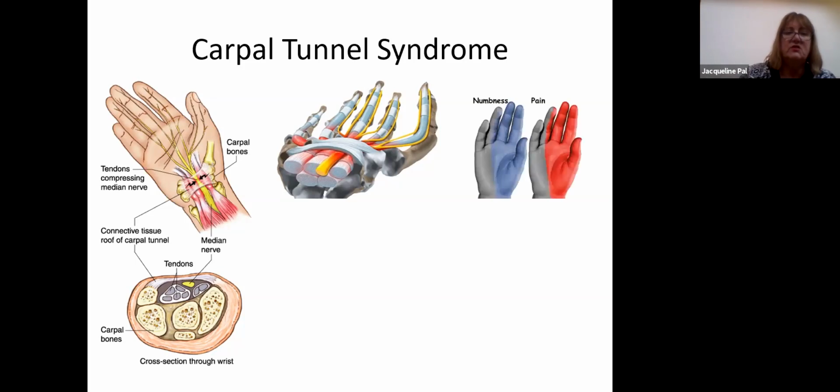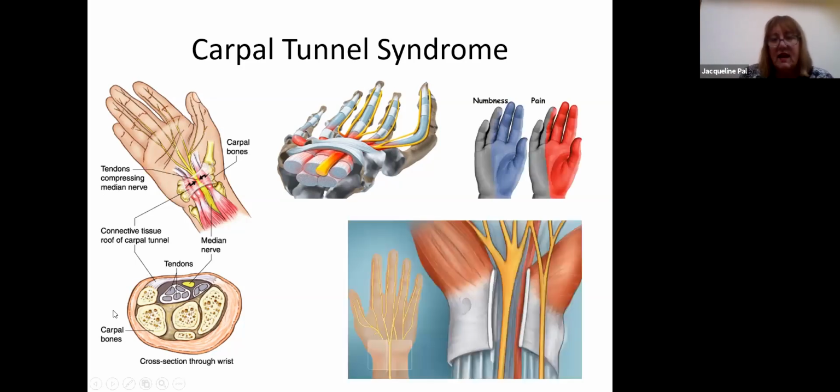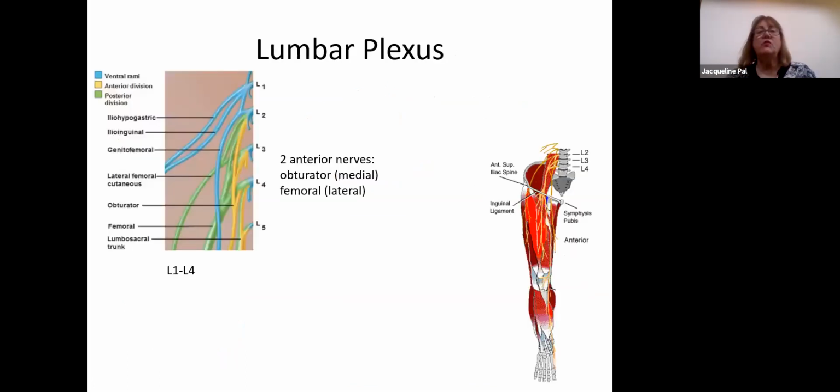And the way this is treated is by basically cutting that tough, dense connective tissue which is overlying it, just unroofing it to give more room for the median nerve. And then, of course, you cut the dense connective tissue, but you reapproximate the dermis and the hypodermis above it. All right, so with that we are done with the brachial plexus.